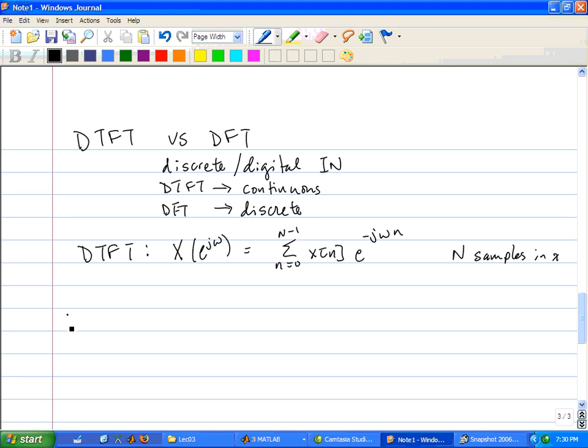So for the DFT, or at least the DFT in its most vanilla form, we're going to take the DTFT and evaluate it at the following frequencies: omega equals 2 pi k over N, where k is between 0 and N minus 1.